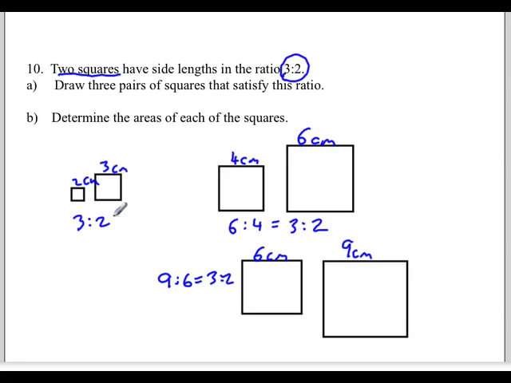So now for part B, you have to determine the areas of each of the squares. Remember, we have to use the formula area equals length times width. So now go find the areas of each of these squares and compare the ratio of the largest to the smallest.